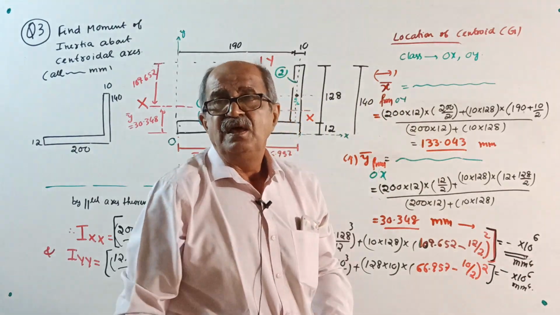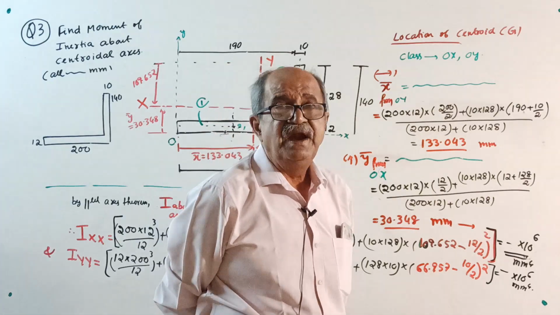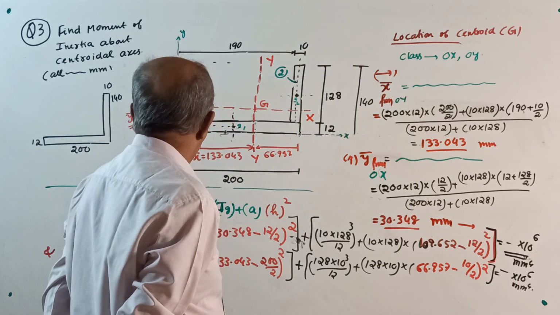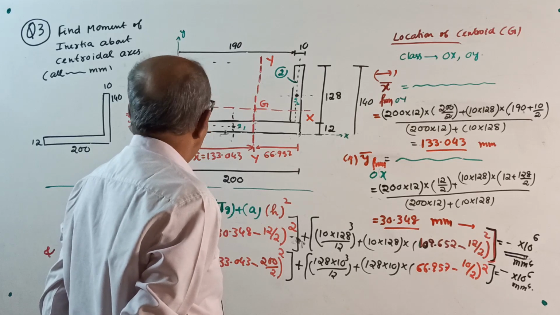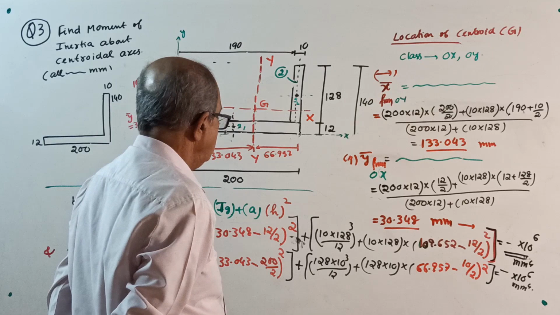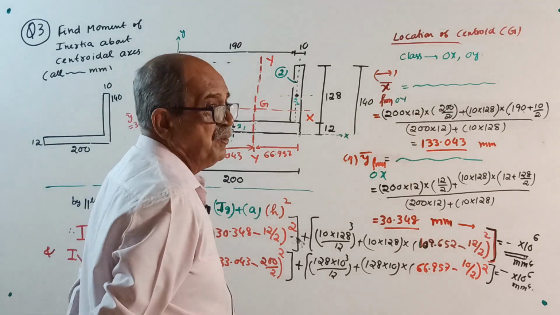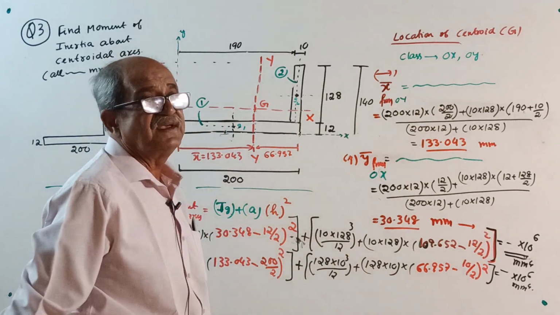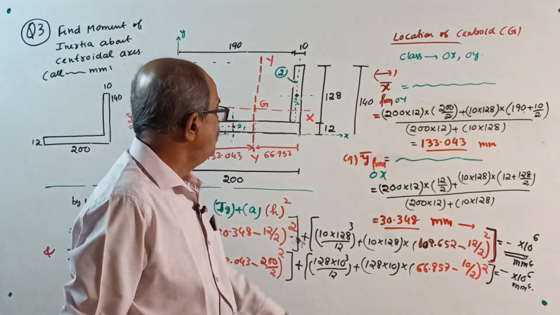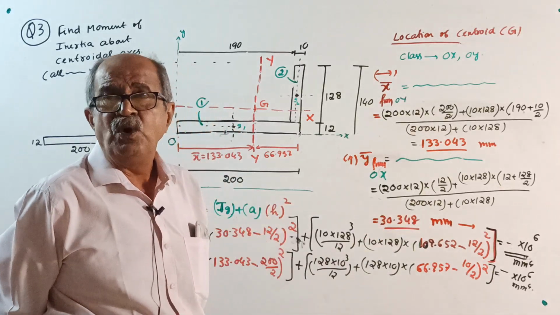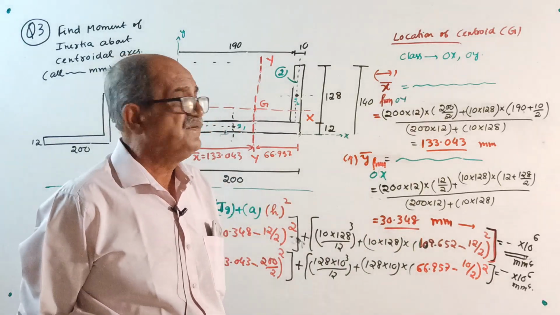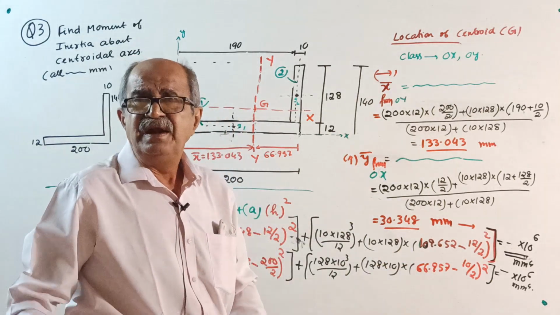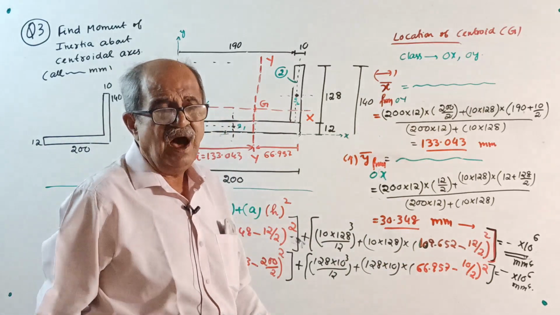Now make a note. Suppose in the question they ask for the radius of gyration about the centroidal axis, Rxx, Ryy. Then Rxx equals the root of Ixx divided by total area. In the same way, take Iyy, divide by total area, take the root, and you get Ryy.